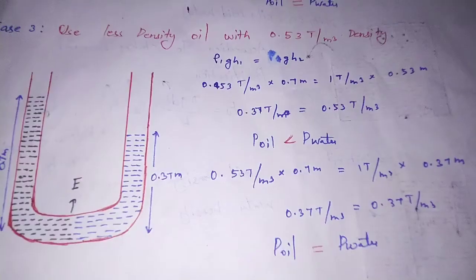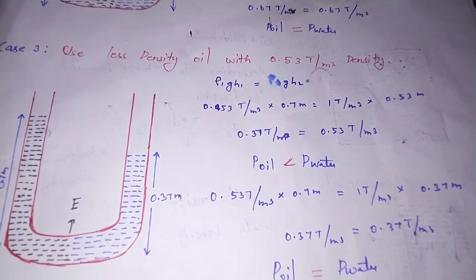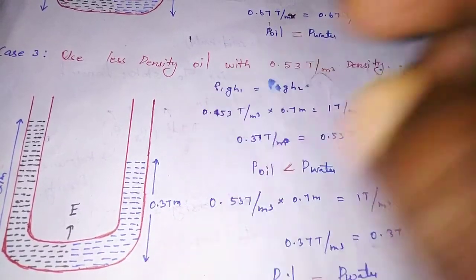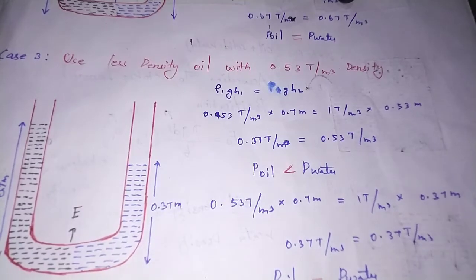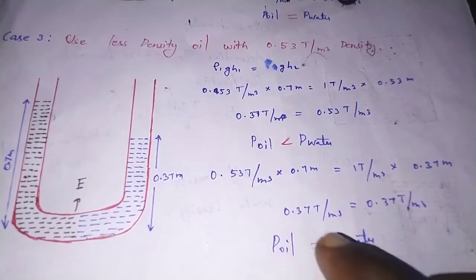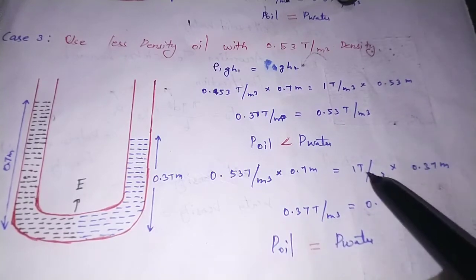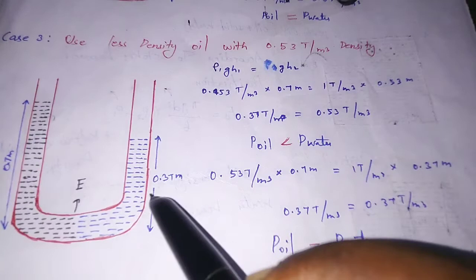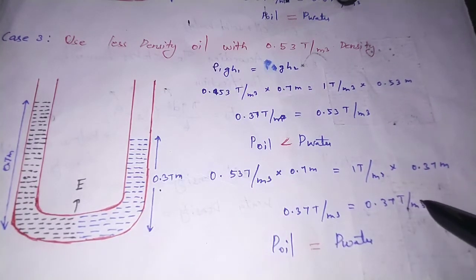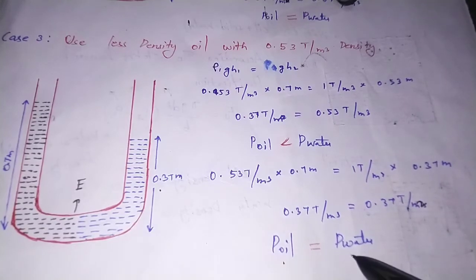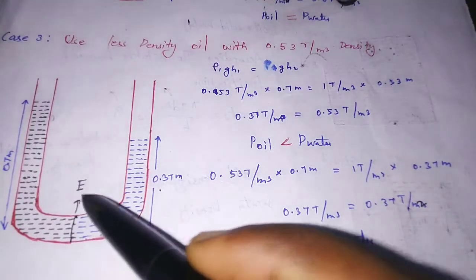To re-establish the E line formation at point E, I can reduce the water head from 0.53 meter to 0.37 meter. So what will happen? Same, oil pressure doesn't change, 0.37 ton per meter squared, and we reduce the water head from 0.53 to 0.37. So water pressure is 0.37 tons per meter squared. Oil pressure and water pressure are both equal, so E line is formed at point E.